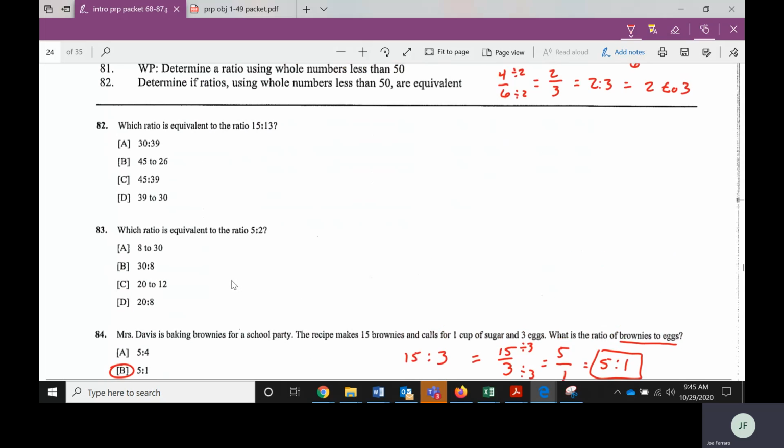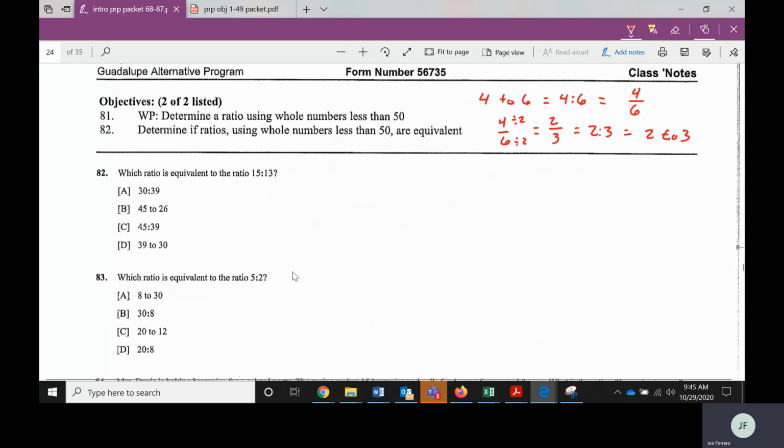The next type of problem that they're going to ask is they're going to give you a ratio and they're going to say which of the following ratios is equivalent to that. So number 82, they give you a ratio of 15 to 13, and they want to know which one of these 4 is equivalent to that, meaning the same. So there's a couple different ways of doing this. Okay. One thing you can do to find equivalent is you can reduce them or multiply the top and bottom by the same number. So like 4 to 6 and 2 to 3 are equivalent ratios.